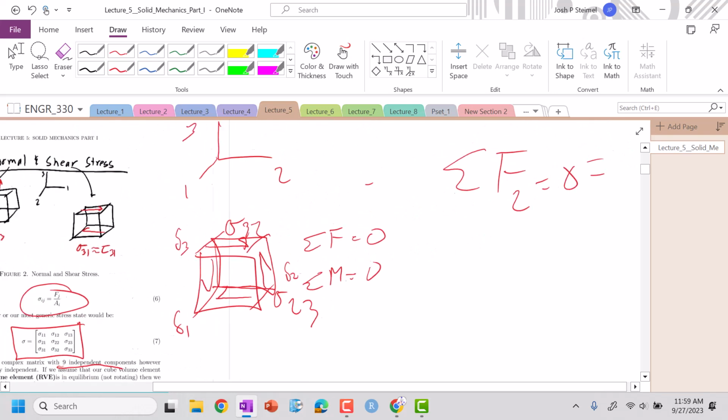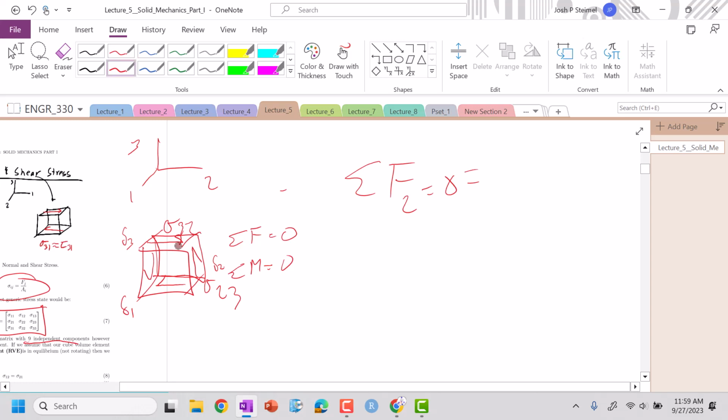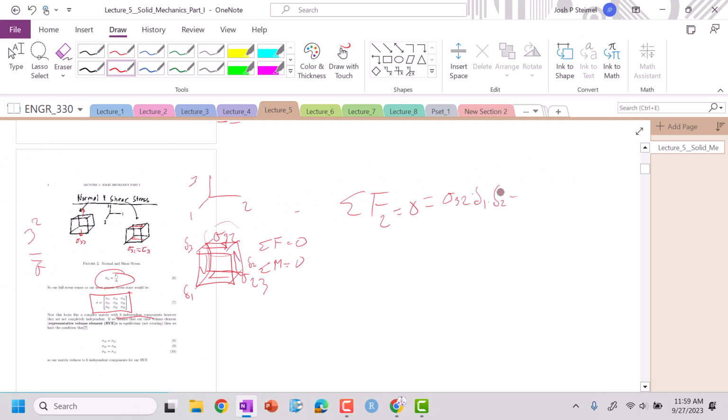So if I look at my forces in the 2 direction, it will simply be sigma 3,2 times the area on which it is acting, delta 1 times delta 2, minus, because we're pointing in the negative 2 direction here, sigma 3,2 in the same area, delta 1 times delta 2. So this basically says that sigma 3,2 must be equal to sigma 3,2. The forces must be equal in magnitude, and you can do the same thing for 2,3.